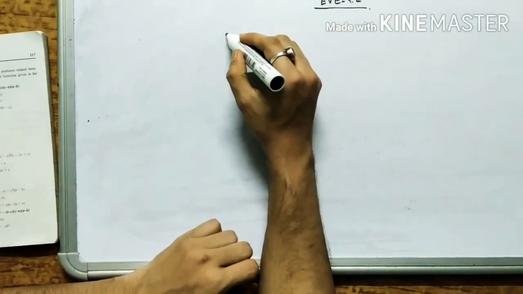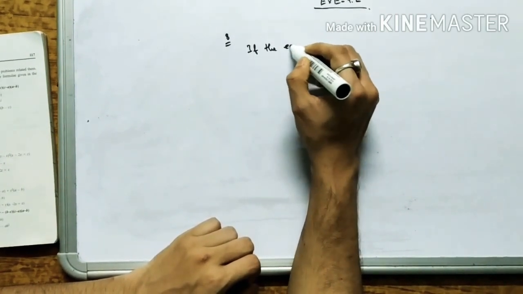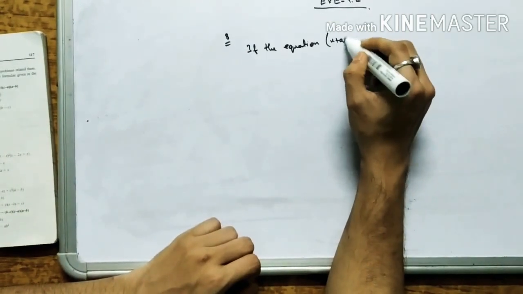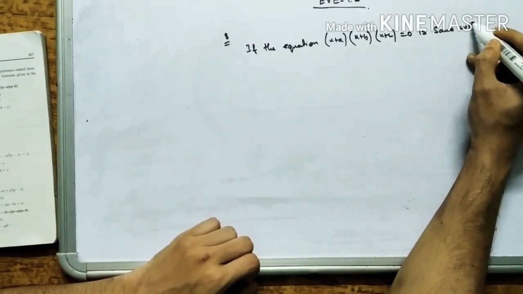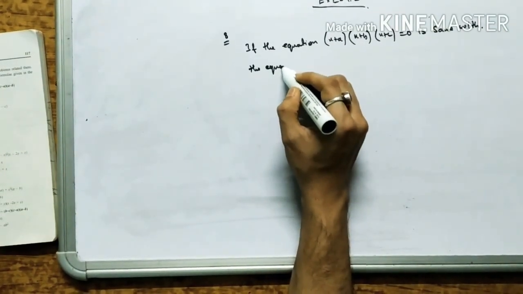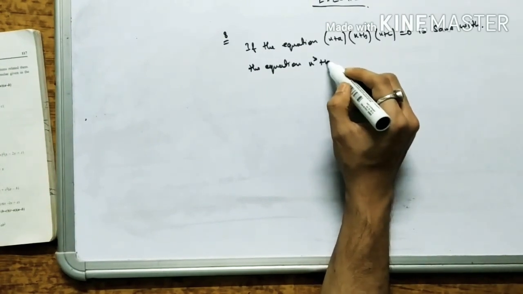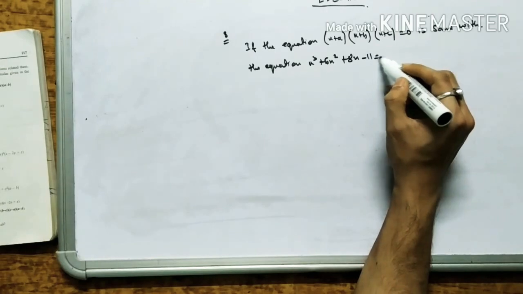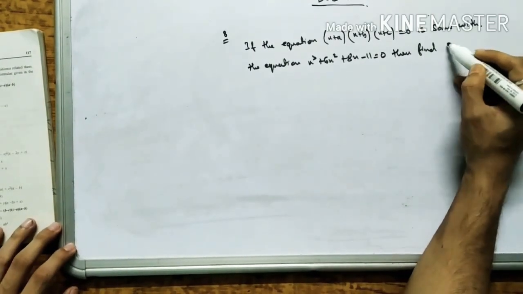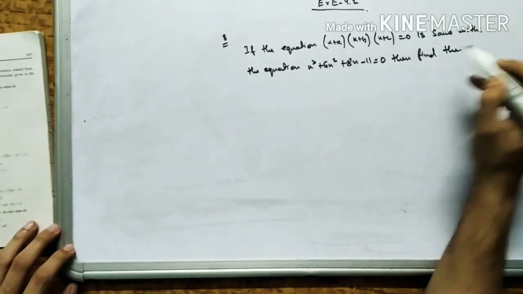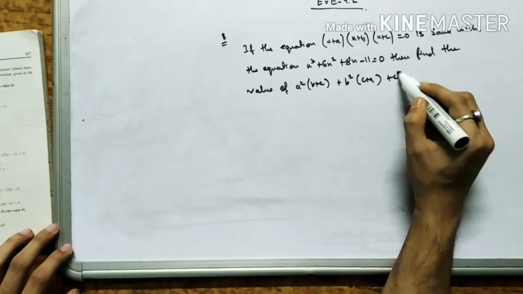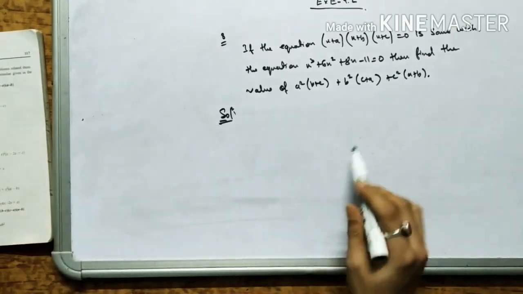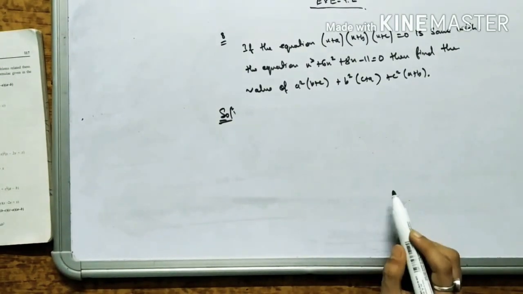Next, question number 8. If the equation (x + a)(x + b)(x + c) = 0 is the same as the equation x cube plus 5x square plus 8x minus 11 equals 0, then find the value of a square (b + c) plus b square (c + a) plus c square (a + b).